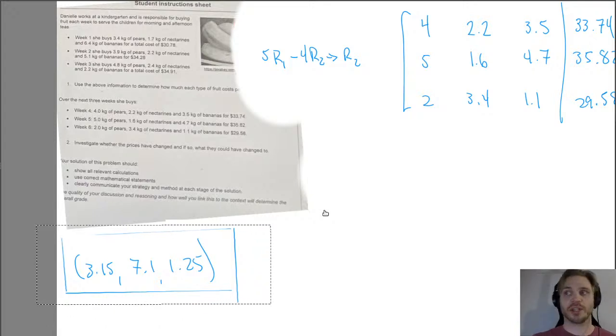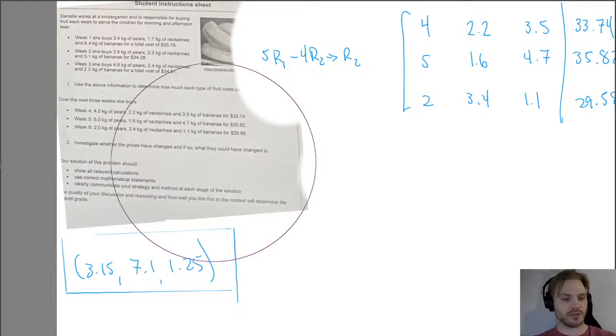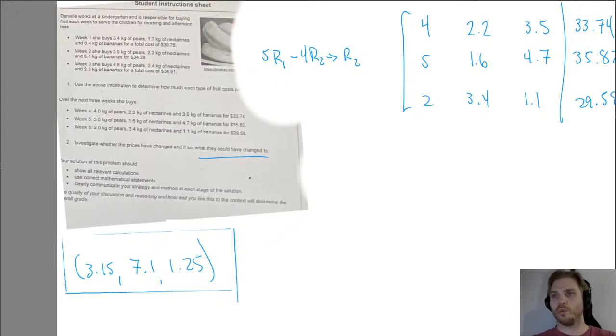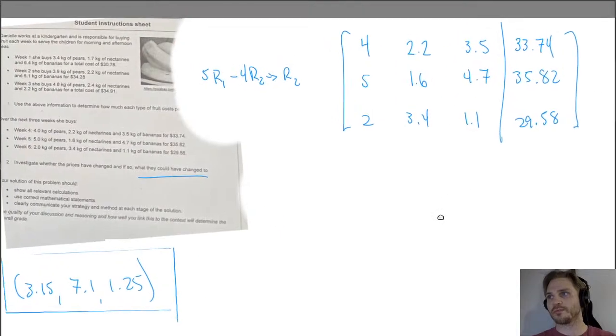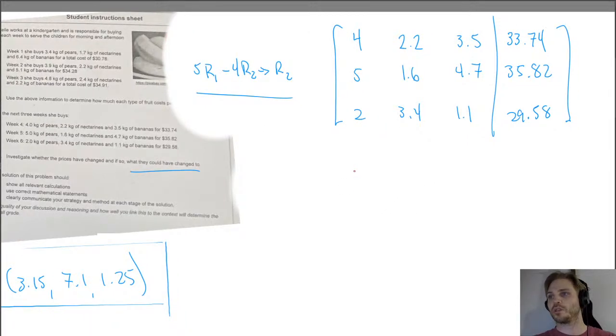So I plugged it into the first equation and it doesn't solve it, which means now it says what they could have changed to. So we have to solve this one, which is super annoying. Okay, back to this. So I'm going to do a linear combination of these two rows, 5 times row 1 minus 4 times row 2, and that'll be our new row 2. So let me leave row 1 the way it is.